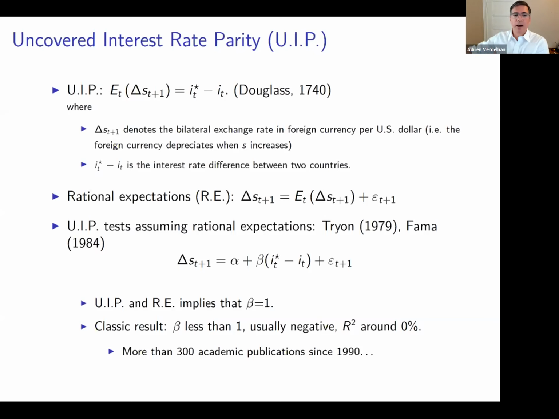Well, the pound should depreciate by 2%. Why? Because if it doesn't, then everybody is going to borrow money in the US at 1%, so the interest rate should go up. Everybody is going to lend money in the UK at 3%, so the interest rate there should go down.